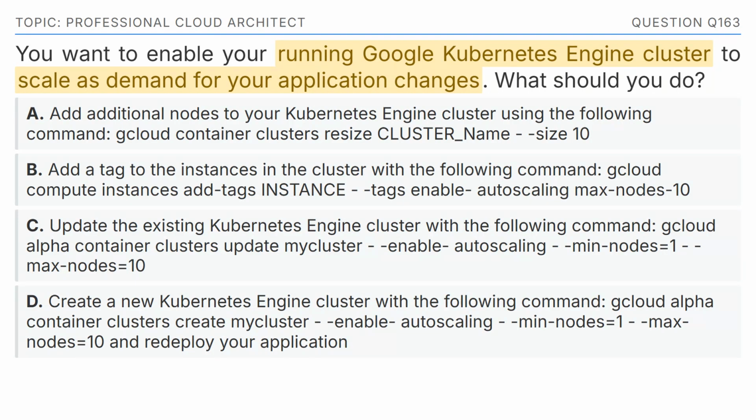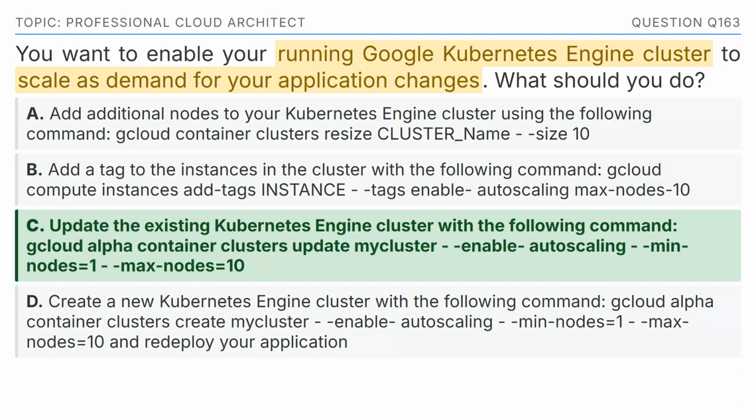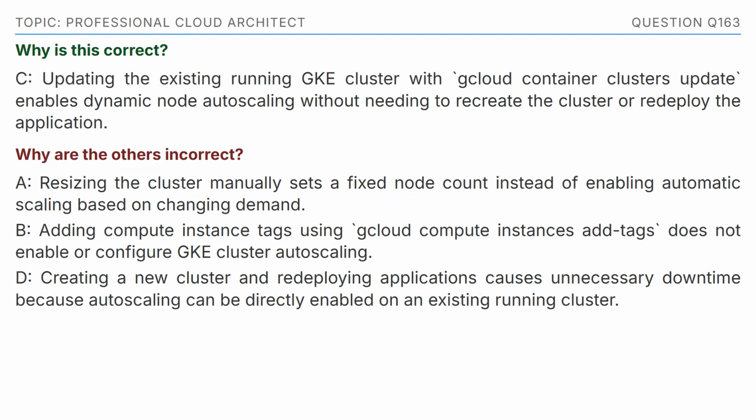To arrive at the correct answer, we focus on the keywords: running Google Kubernetes Engine cluster, scale as demand for your application changes. The correct answer is option C, update the existing Kubernetes Engine cluster with the following command: Cloud Alpha Container Clusters update mycluster enable autoscaling min nodes equals 1 max nodes equals 10. Why is this correct? C. Updating the existing running GKE cluster with Cloud Container Clusters update enables dynamic node autoscaling without needing to recreate the cluster or redeploy the application.